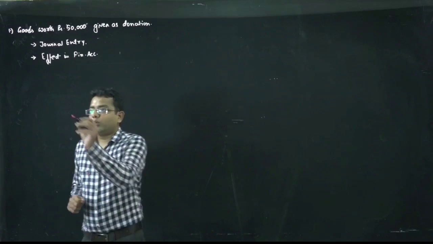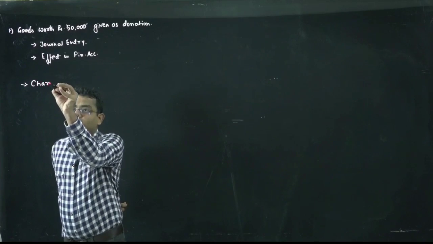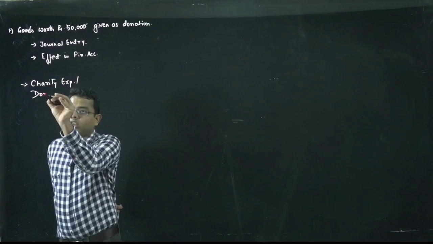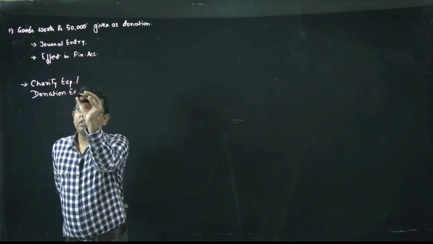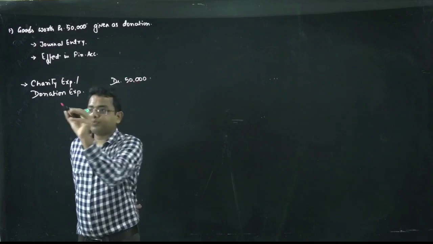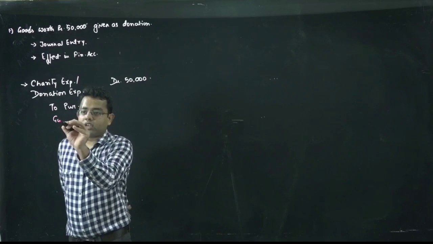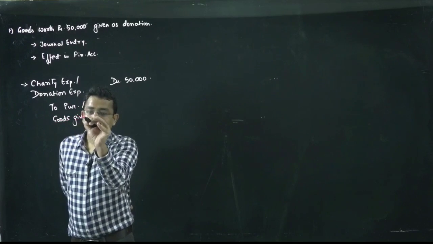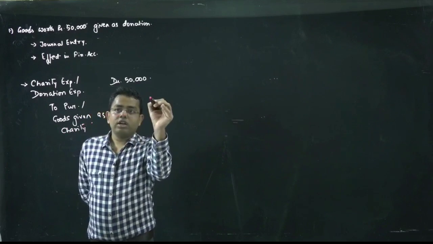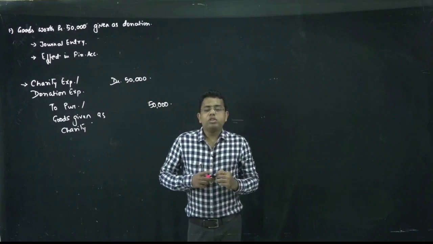Yes, most of you would be given an answer as the journal entry shall be charity expense, or you can say donation expense, debit 50,000 to purchase, or you can say goods given as charity rupees 50,000.